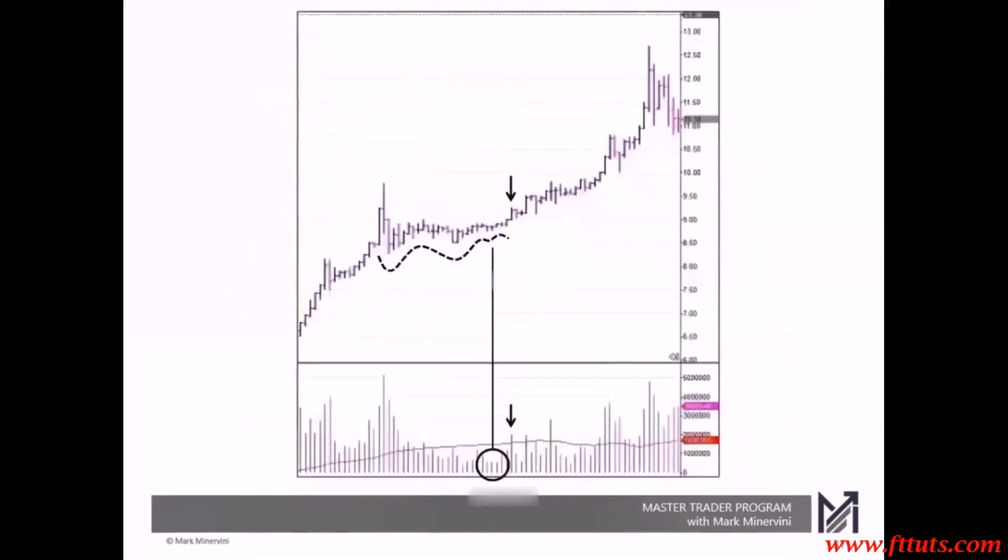So take a look at this chart because this is really interesting. Look how tight we get on the right side here. Look at the volume. You see how the volume comes way, way down?